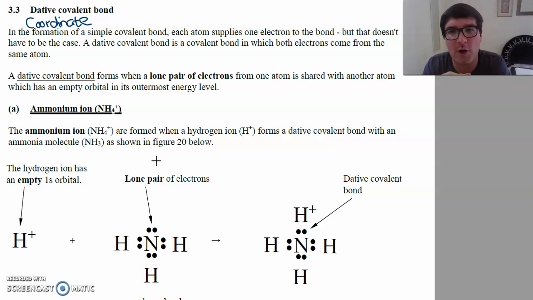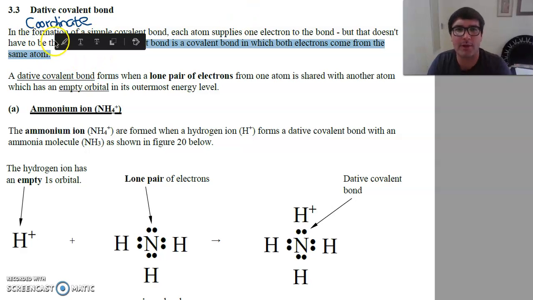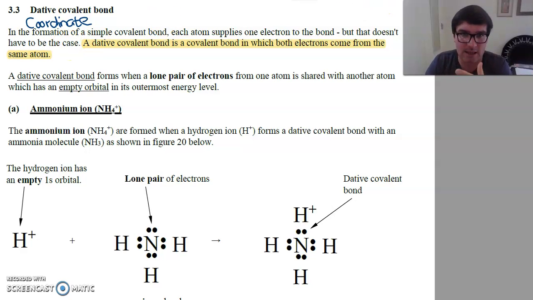So a dative covalent bond is a covalent bond in which both electrons come from the same atom. Now, when will this happen? Well, this can only happen if the other atom has an empty valence shell. So, in other words, we have two criteria for the formation of a dative covalent bond. We need an empty valence shell on the one atom, and we need a lone pair of electrons on the other one. Or if it's not an empty valence shell, then there should at least be subshells that are empty.